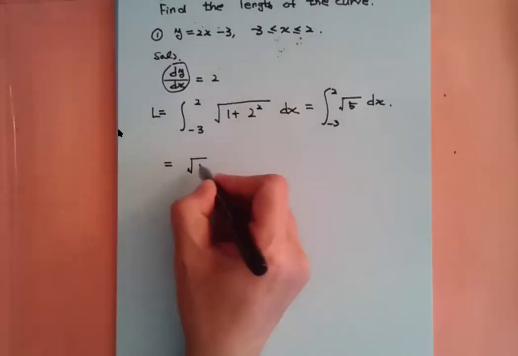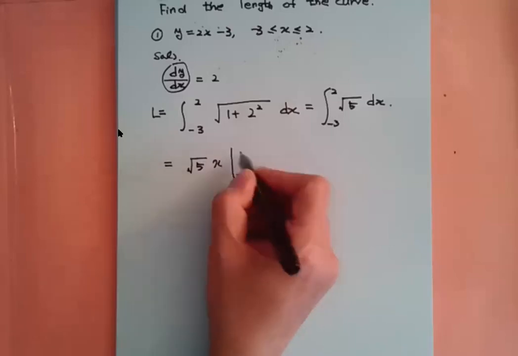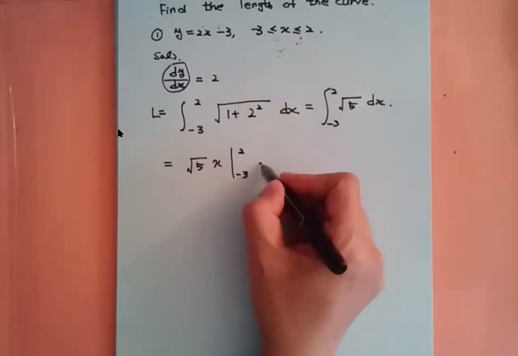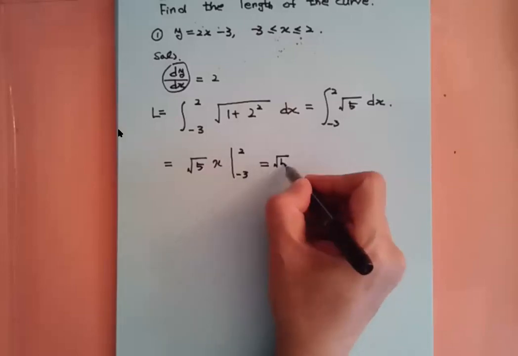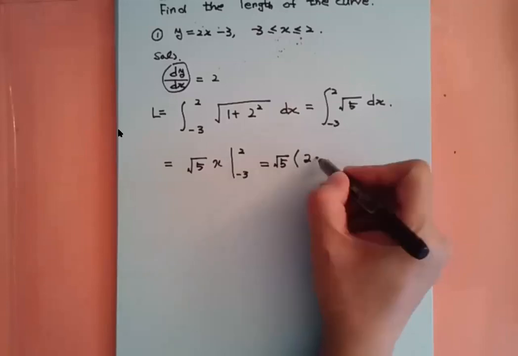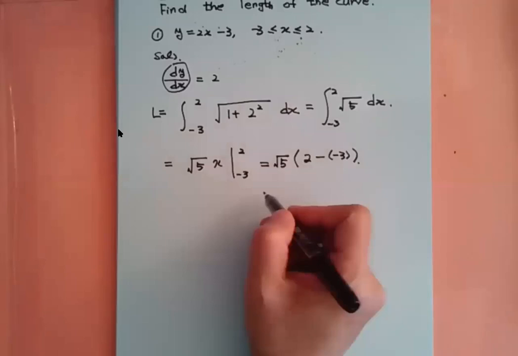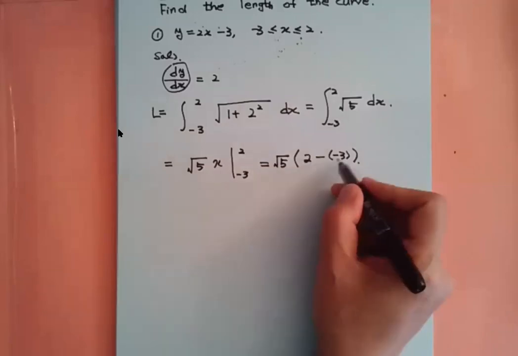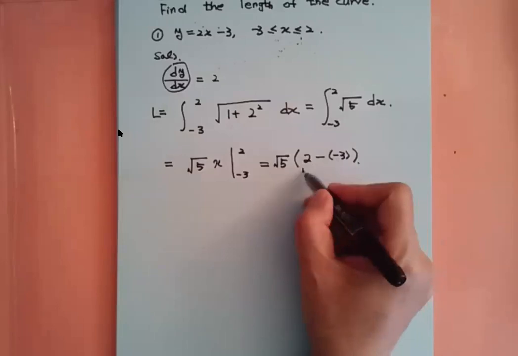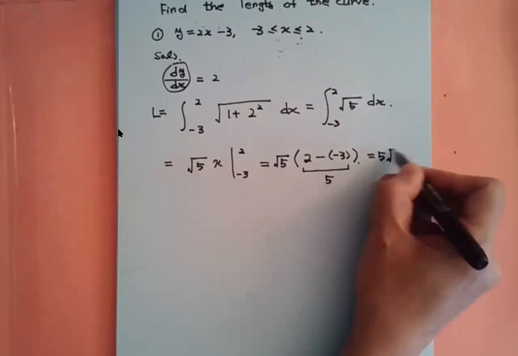So this is square root of 5 times x from minus 3 to 2. So that is square root of 5 times parenthesis 2 minus minus 3. So minus will make plus, and so this is 5. So that is 5 square root of 5.